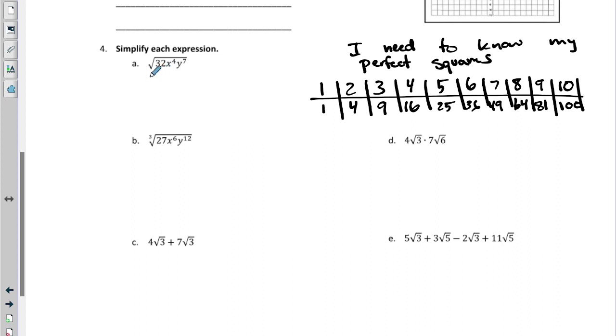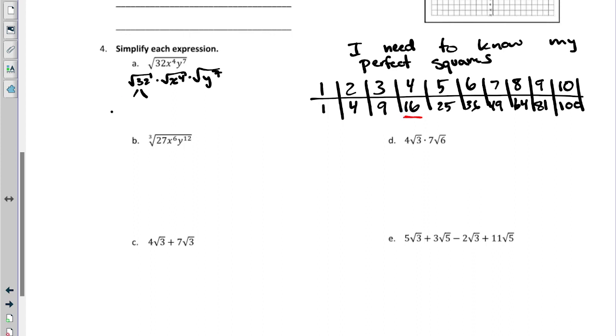And so really the first thing is I'm going to split all these up. One cool thing we can do, if everything is multiplied under a square root, I can break them all up like this. So I can rewrite this as the square root of 32 times the square root of x to the 4th times the square root of y to the 7th. Okay? Well, the square root of 32, I want to rewrite this by finding the largest perfect square that goes into 32. And the number that I see right off the rip, I think is going to be 16.